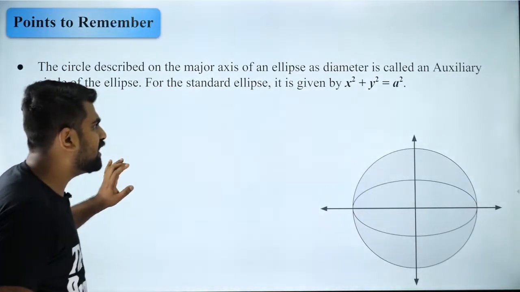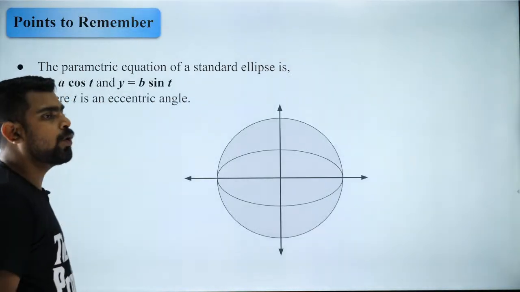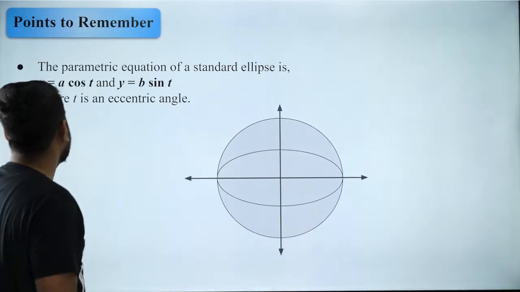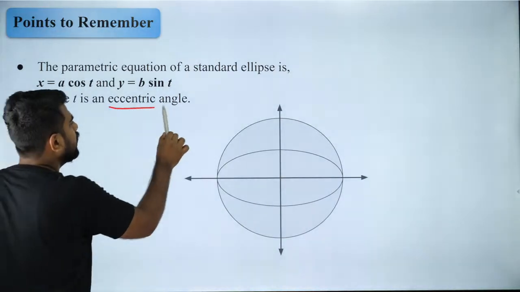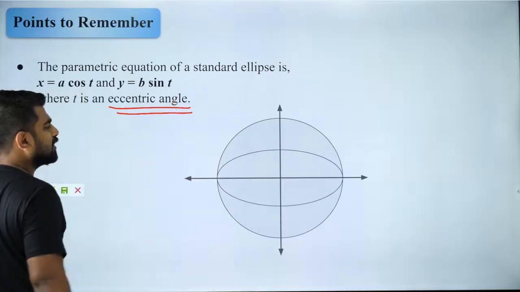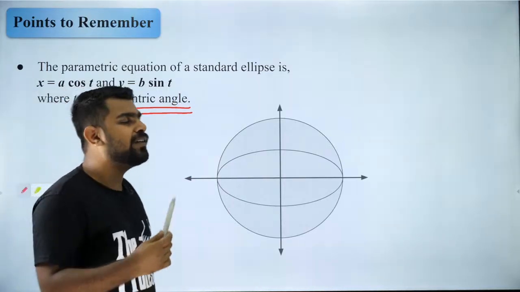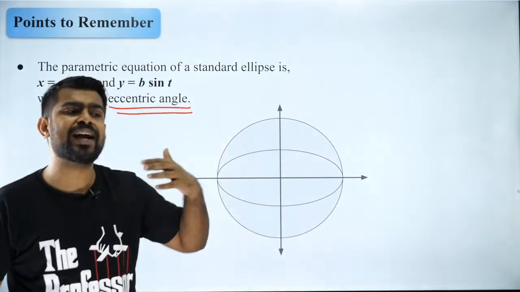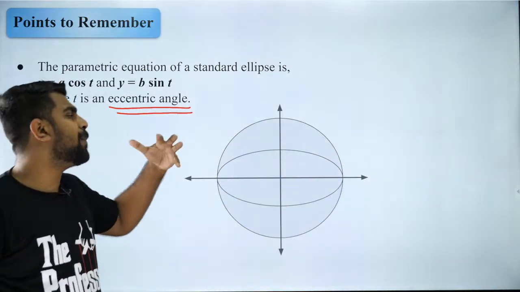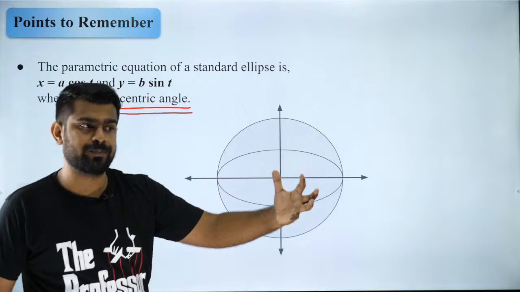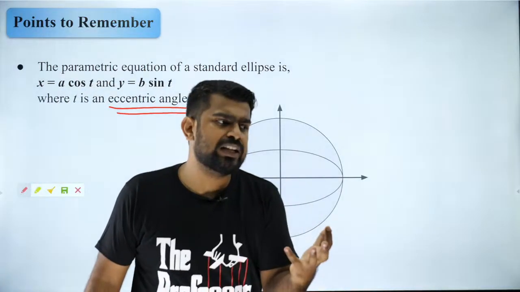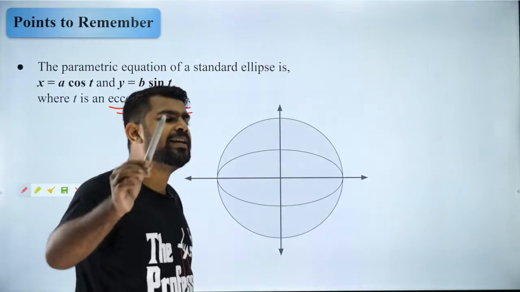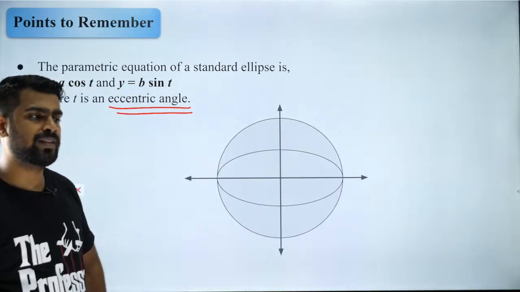So shall we proceed? Now why did I teach you auxiliary circle all of a sudden? Because to define your eccentric angle, you need to know what is your auxiliary circle. Let me give you a brief idea. But before I jump onto this, I want you guys to understand what is the parametric point for a circle, which we have already done. So I'm going to explain it in a short while. Everybody please pay attention. Okay?